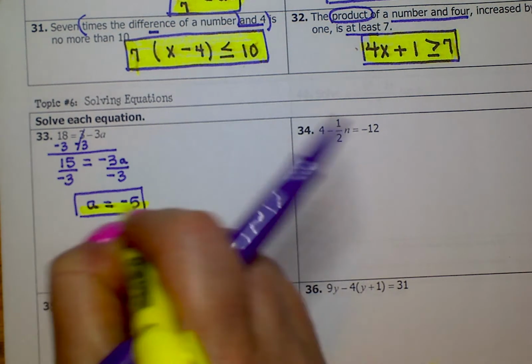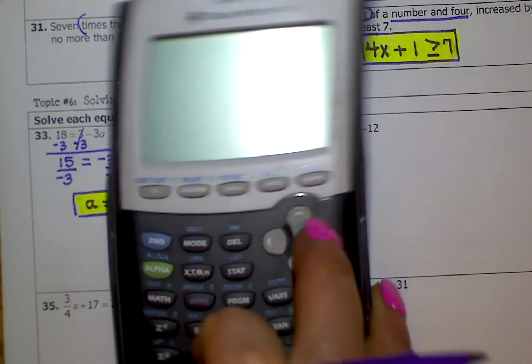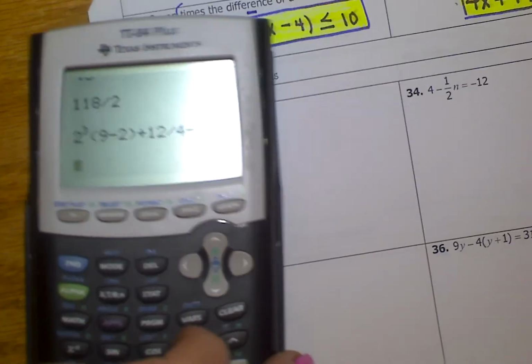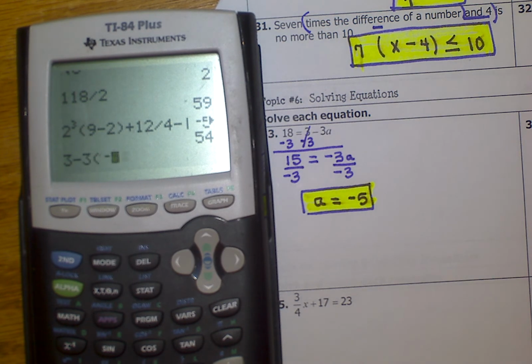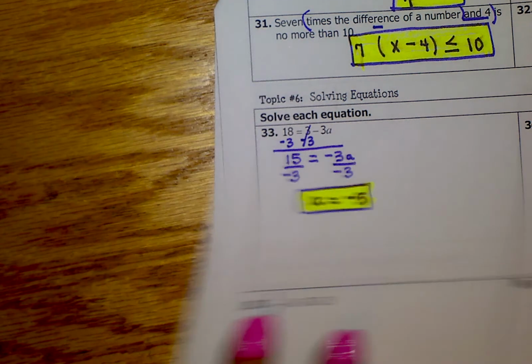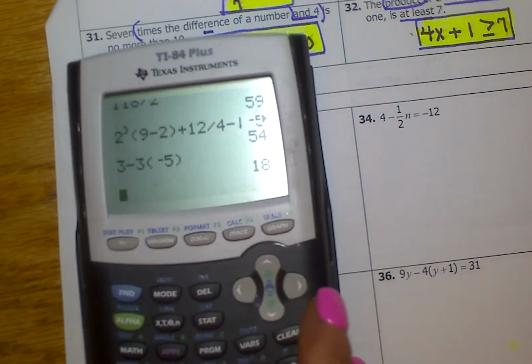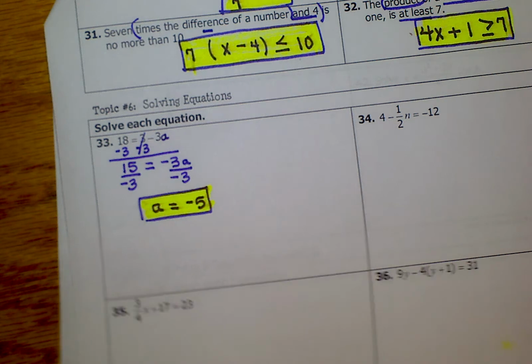Now remember, with an equation, that answer should give an equal mark. So if I look right here, that answer should be balanced. So I'm going to type in, let me slide it over this way. Okay, I'm going to type in 3 minus 3 times negative 5. And notice that I get 18. So when I put this number in for A right there, that's 3 minus 3 times negative 5, and that gives me the 18.